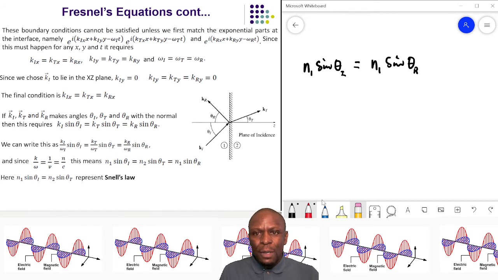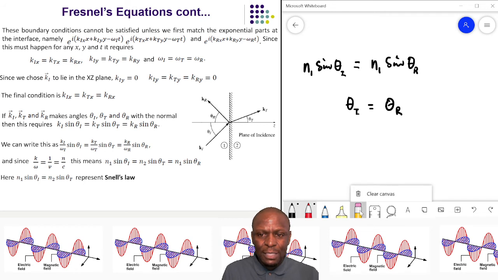Right. Now, because this one is the same as this one, therefore theta incident must be equal to theta reflected. So that's what I wanted you to see. For this to be equal to that, therefore that must be equal to that. Remember, the reflected wave and the incident wave are both in medium one.